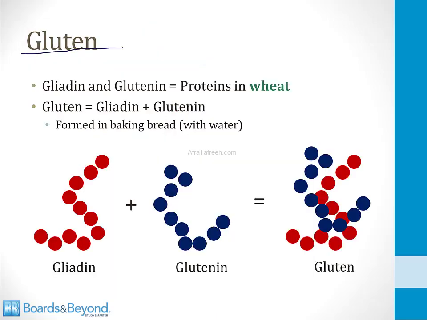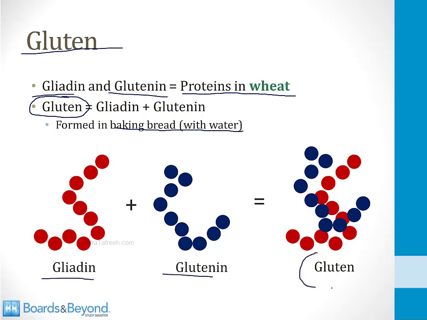Let's talk about gluten in more detail because it's very important to the pathophysiology of celiac sprue. There are two proteins found in wheat named gliadin and glutenin, and when they are combined together, they form gluten. And this is what happens when you bake bread with water. I've shown this on the screen to help you remember it. Gliadin is a protein, so is glutenin. They are combined when you bake bread and they form the structure of gluten.